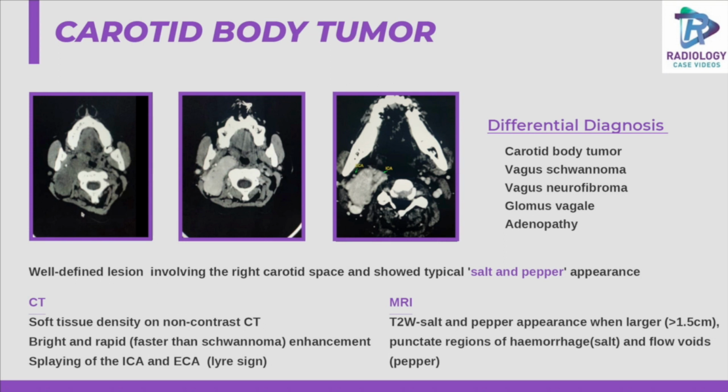On MRI, a salt and pepper appearance can be seen with these lesions, where the salt part is because of the hemorrhage or slow flow, and the pepper part is because of the flow voids. And on T2, a salt and pepper appearance is seen when the lesion is larger than 1.5 centimeters. The differential diagnosis would be vagus schwannoma, neurofibroma, glomus vagale, and lymphadenopathy.